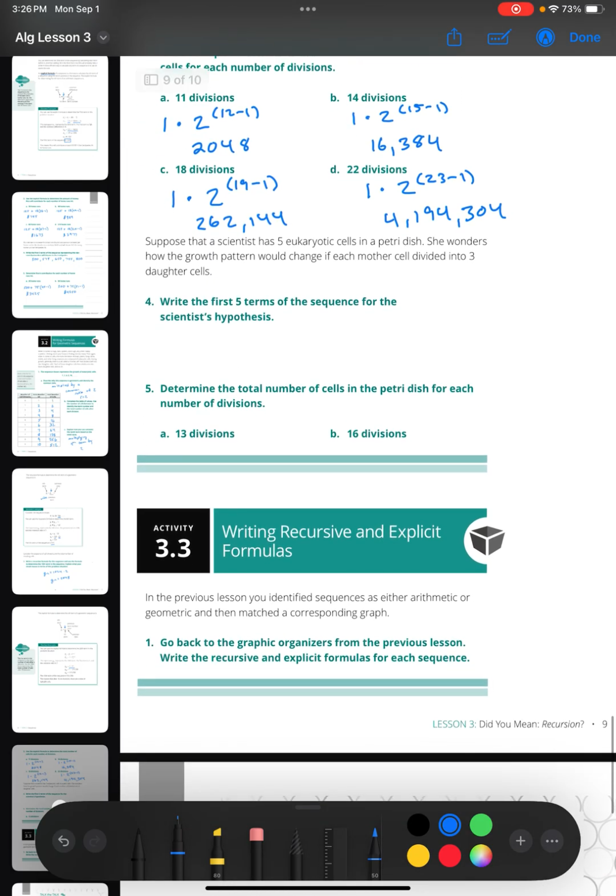All right, so suppose that a scientist has 5 eukaryotic cells in a petri dish. She wonders how the growth pattern would change if the mother cell divided into 3. Well, the first 5 terms of the sequence, she'd start out with the 5 original, and if we multiply by 3, we're going to end up at 15, 45, 135, and 405.